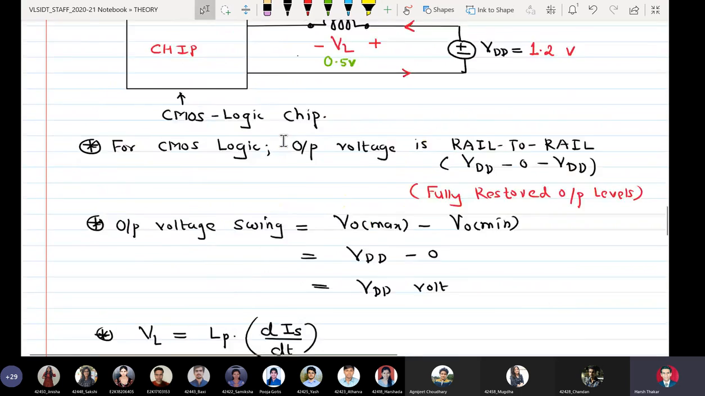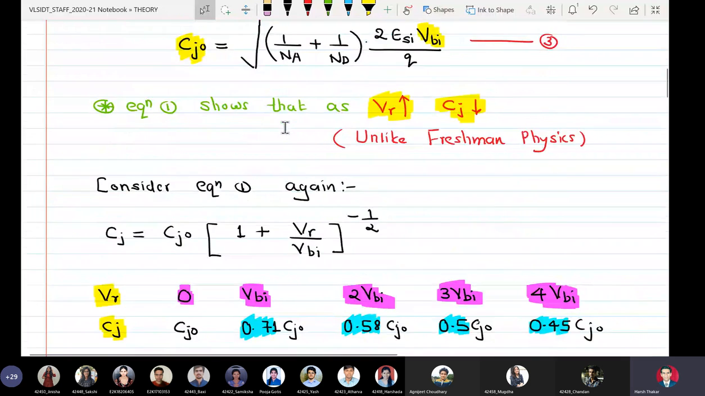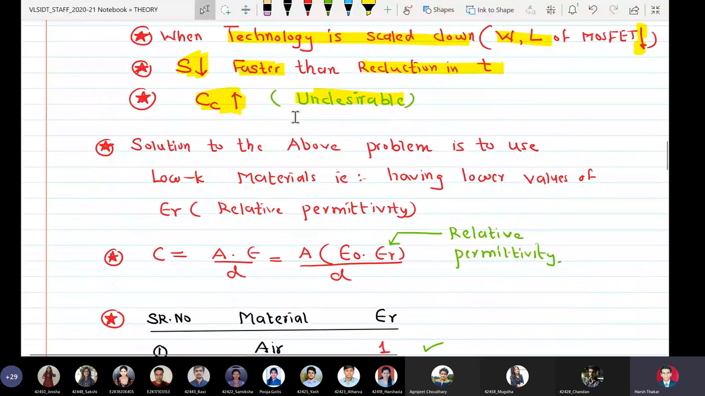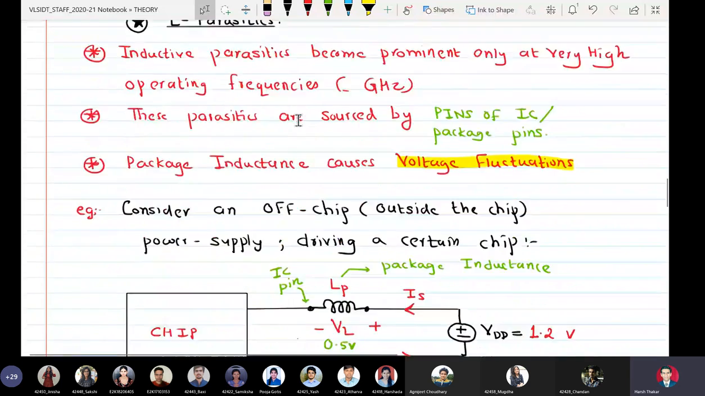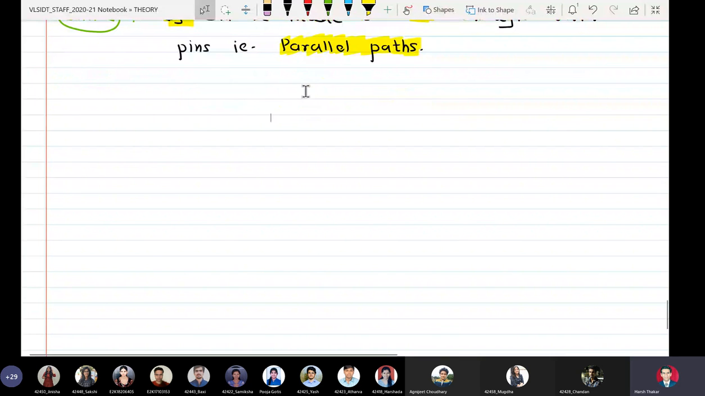Okay, so thus we complete resistive, capacitive and inductive parasitics, and we move on to the next topic, it is pad design. And pad design will take time, so I'll just mention some of the packages which are used for VLSI ICs.